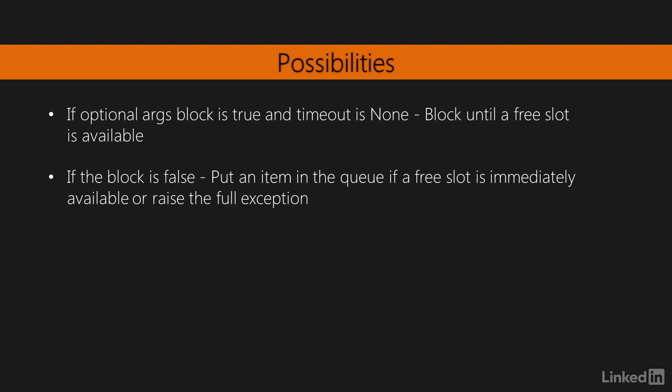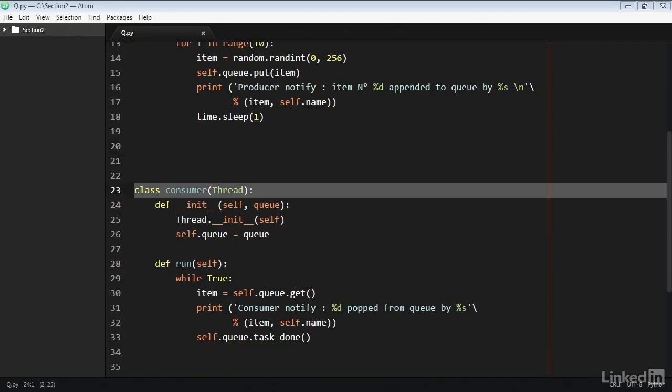2. If the block is false, put an item in the queue if a free slot is immediately available. Otherwise, raise the full exception. Timeout is ignored in this case. Here, put function checks whether the queue is full and then calls wait function internally, and after this, the producer starts waiting. Next is the consumer class.